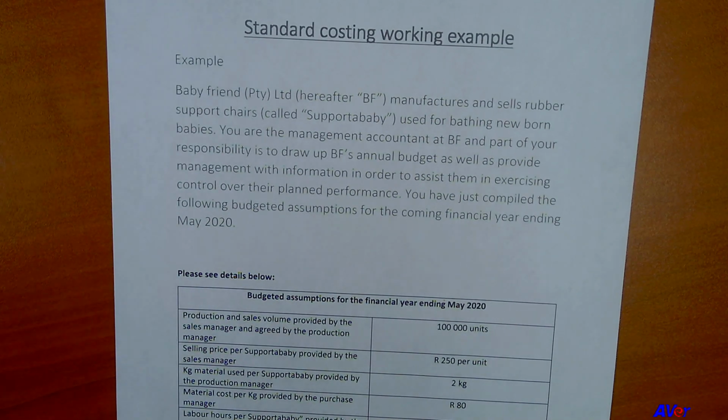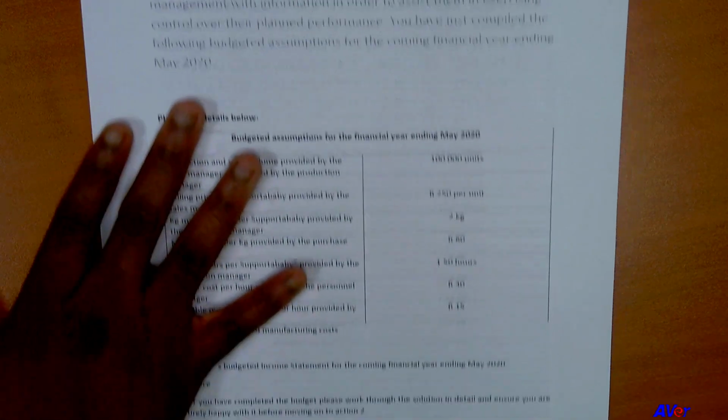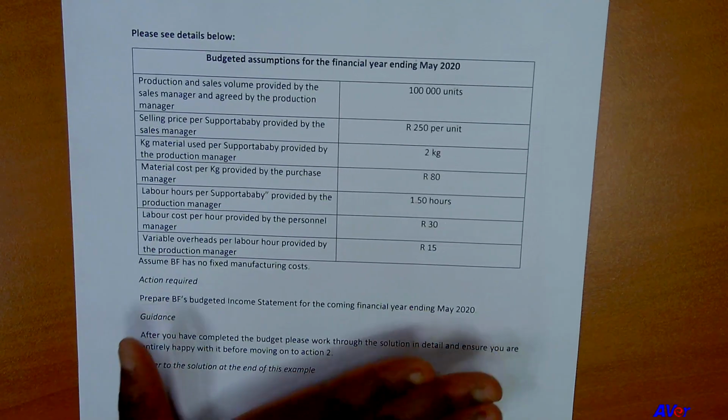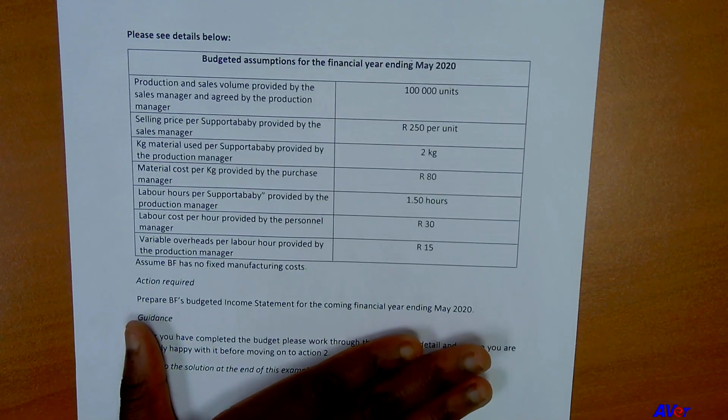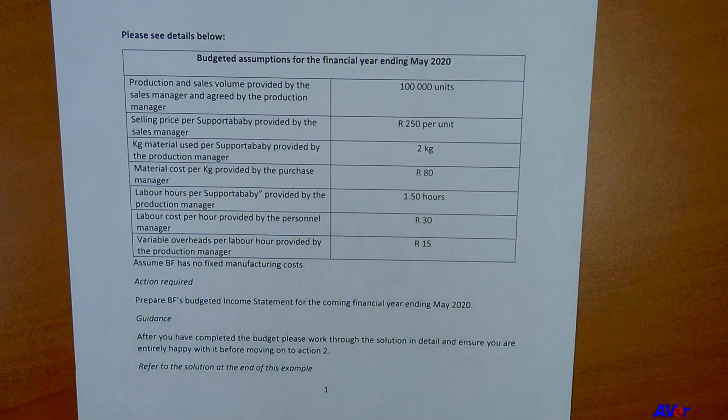So now here they tell you that part of your responsibilities is to draw the annual budget as well as provide management information in order to assist them in exercising control over their planned performance. So remember, control is a very important part of your job, and so is decision making. Right, so you were then given these. Remember, this working example is on Blackboard, and you need to have done it before you actually watch the entire video.